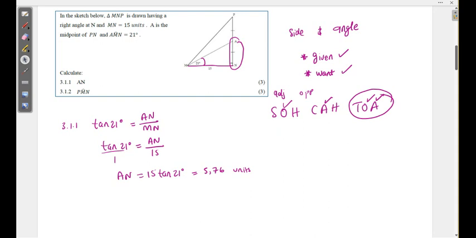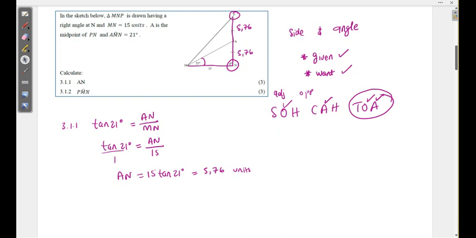So now that you got your AN, it's usually advised to write it down, to say, oh, I got my AN as 5.76. And if AN is 5.76, remember that you are given that it's equal to PA. So that should automatically tell you that PA is also 5.76. And because of that, that means you already have the size of PN now.